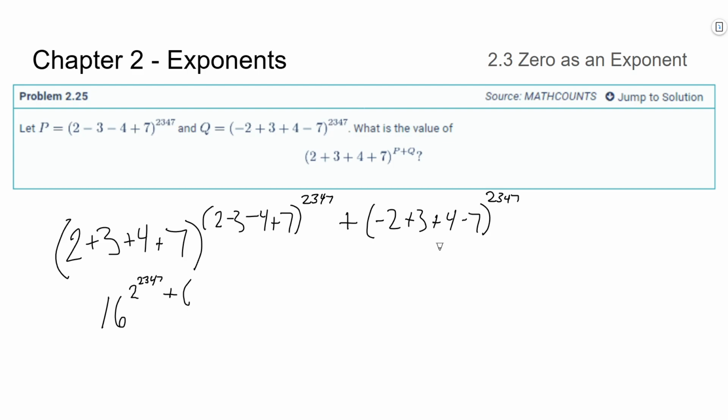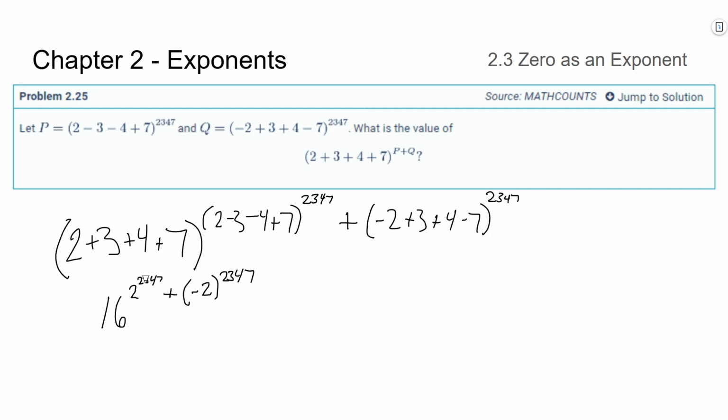And plus, let's see what we have here. All right, so we've got a negative 7, and we have 3 and a 4, so that's going to be positive 7. So that's going to cancel out. We'll be left with here, negative 2. And you probably see where this is going now. Negative 2 to the 2, 3, 4, 7.